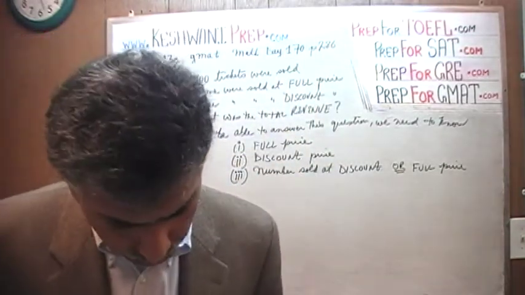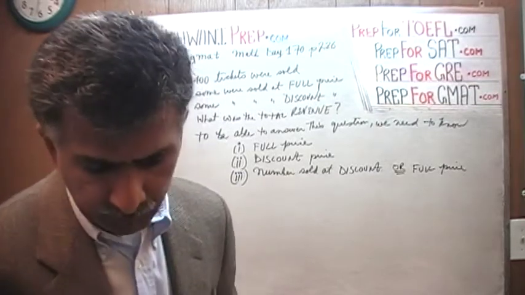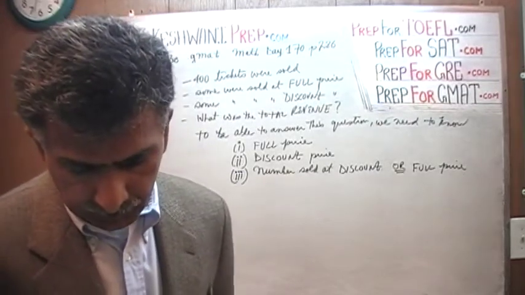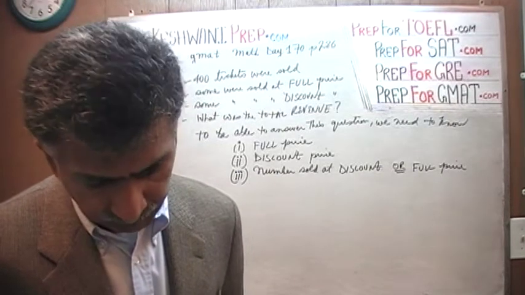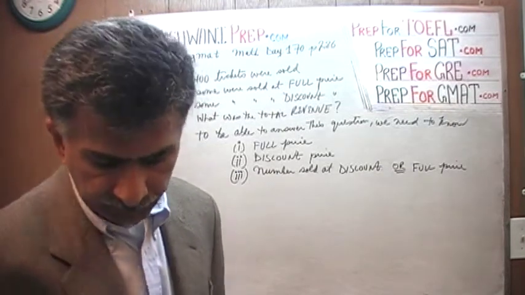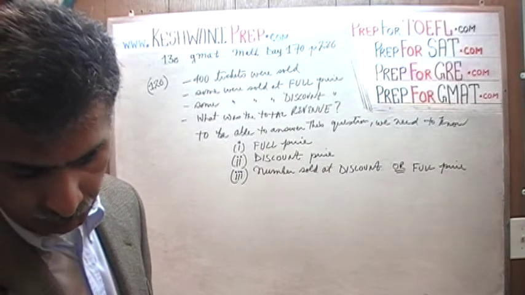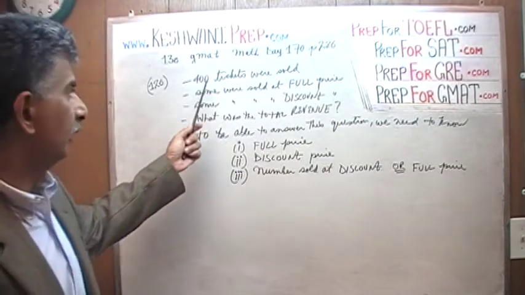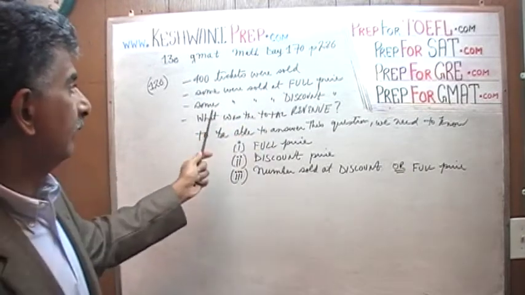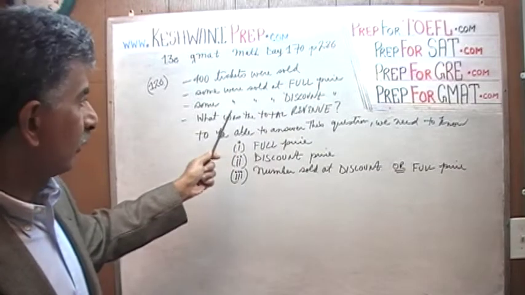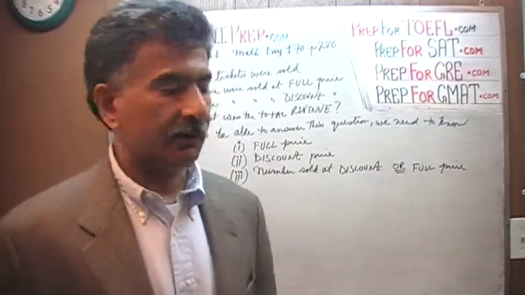We are told, it says, what was the revenue that a theater received from a sale of 400 tickets, some of which were sold at full price, the remainder were sold at a discount price? So that's what we are told. We are told that 400 tickets were sold. We are told that some were sold at full price, some were sold at discount price. The question simply is, what was the total revenue? What was the total intake at the theater that night?